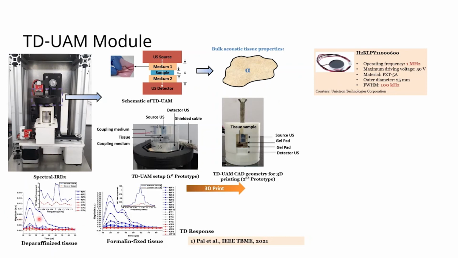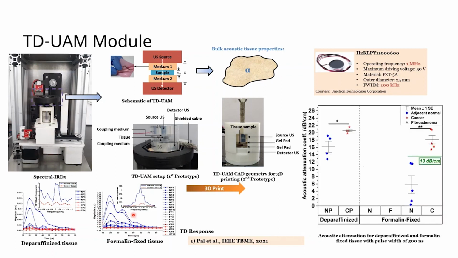This is how the time domain response looks for the deparaffinized and formalin fixed tissues. You can observe that for the blue graph, which is for normal tissues, the transient response, the time domain response, is higher as compared to the cancerous tissues in the case of both deparaffinized as well as formalin. We give the peak value of the time domain response to the mathematical model, and from there we calculate the acoustic attenuation coefficient. We found that for the cancerous tissue, the acoustic attenuation coefficient was higher as compared to the normal tissues.